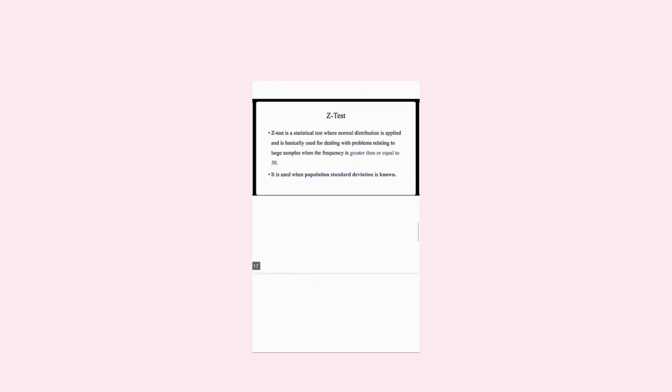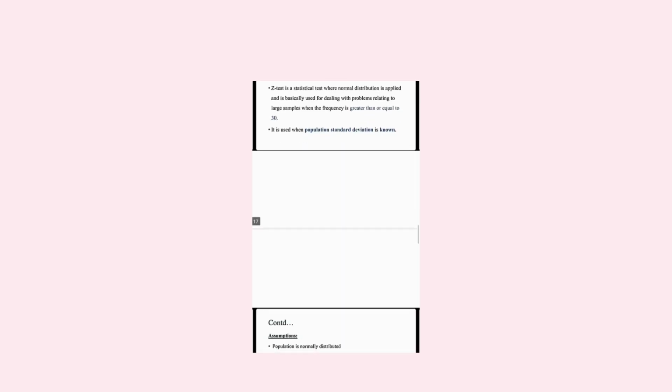Z-test. The Z-test is a statistical test where the normal distribution is applied and is basically used for dealing with problems relating to large samples, when the sample size is greater than or equal to 30. It is used when the population standard deviation is known. Assumptions: the population is normally distributed, and the sample is drawn at random. Conditions: the population standard deviation sigma is known, and the sample size is large, say n greater than 30.